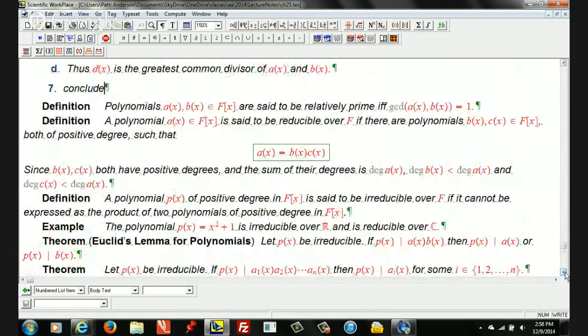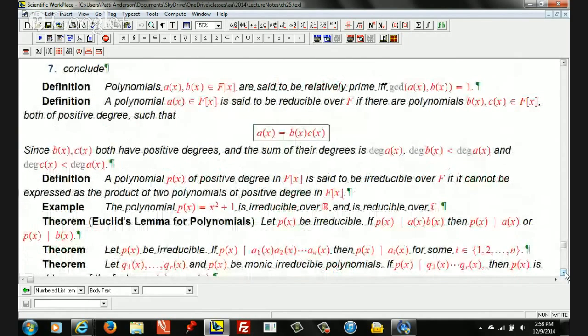We have some other definitions and theorems, but we are actually not going to prove those theorems. The definitions: two polynomials are relatively prime if their greatest common divisor is 1, the constant polynomial 1. A is said to be reducible if there are two other polynomials B and C such that A is a multiple of those two, with the degree of B less than A and the degree of C less than A. In other words, you can reduce it if you can factor it into two non-constant polynomials.